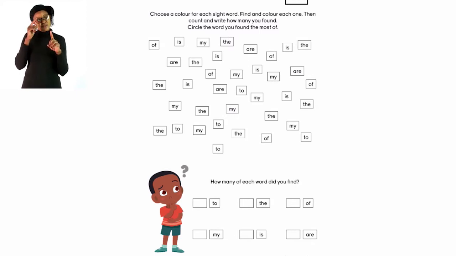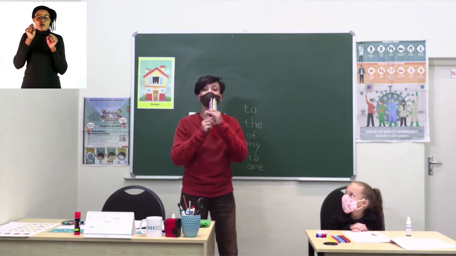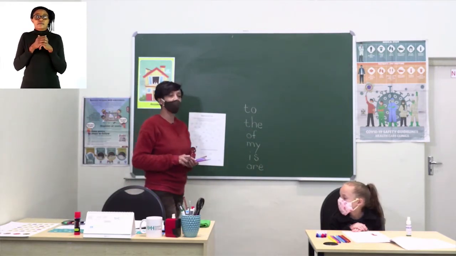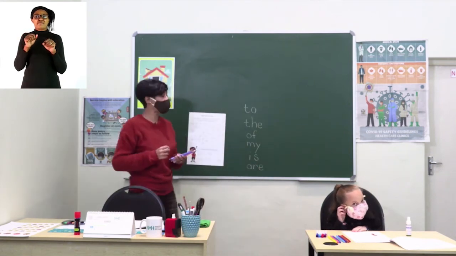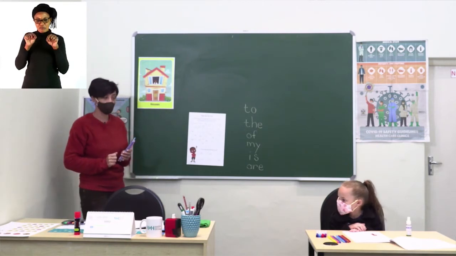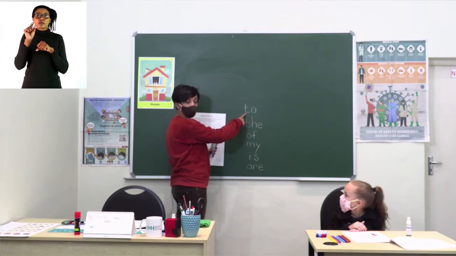Remember, we have 6 sight words. So you can make use of blue, brown, yellow, pink, orange. You can use any colors that you want to use, but make sure that you have 6 different colors. Now, what must we do? We have to color in these blocks. Let's look at the first one. What word is this? To.